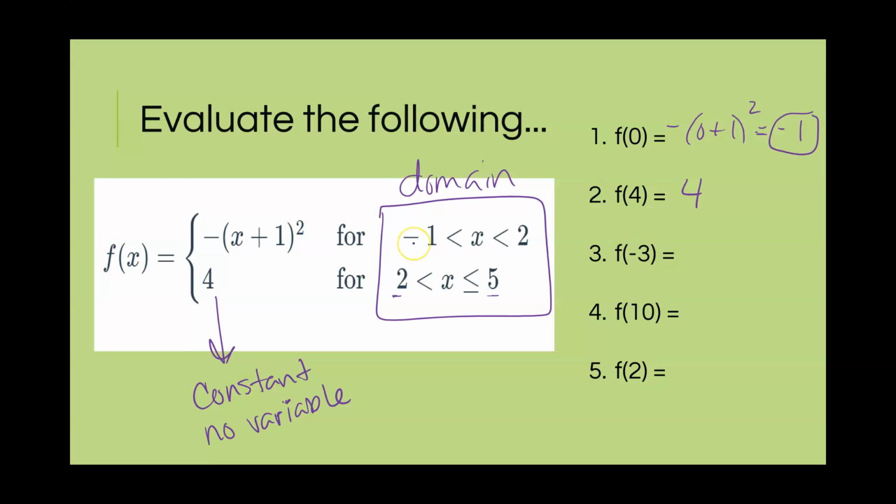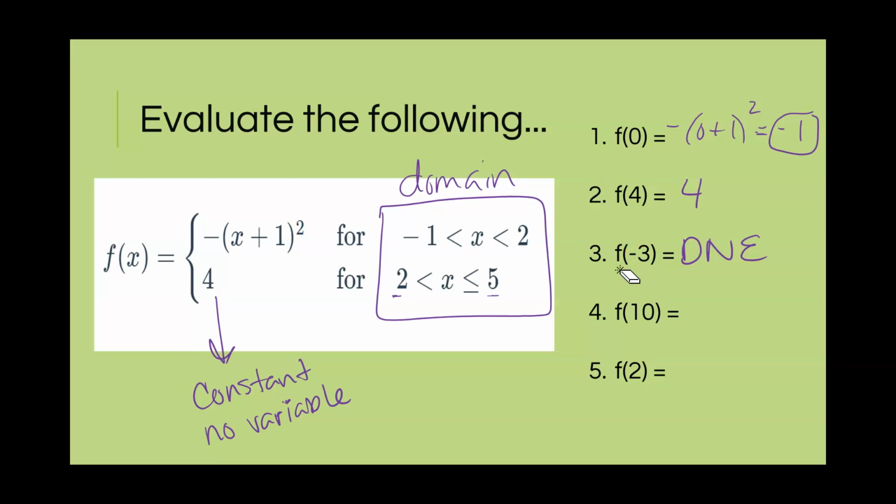Okay? All right. So next one, when x is -3. Is -3 in between -1 and 2? Nope. Is -3 in between 2 and 5? No, it's not either. Okay, so if there is no domain that satisfies this x value, that means this x value does not exist on this graph. So your answer would be does not exist. Okay, you just can't make something up. If it doesn't fit this domain, it just doesn't work.